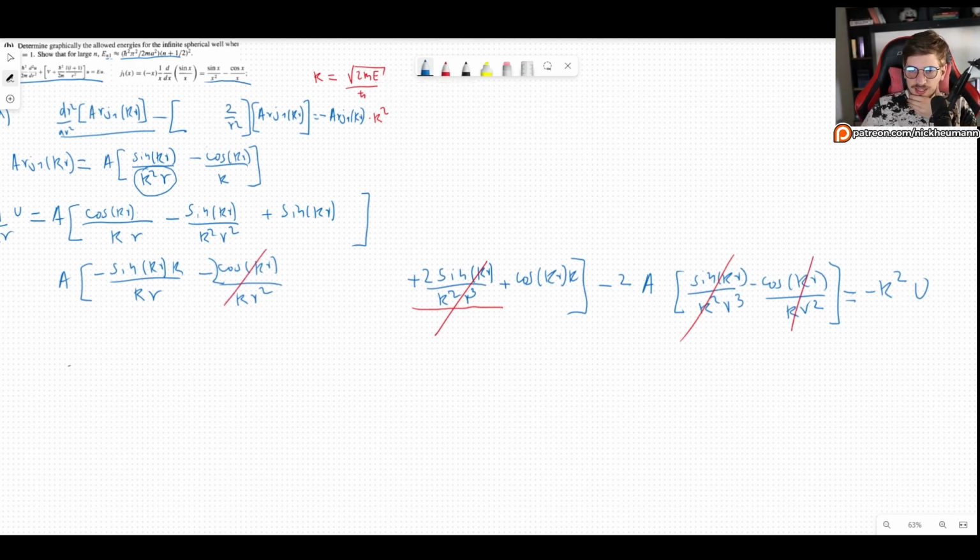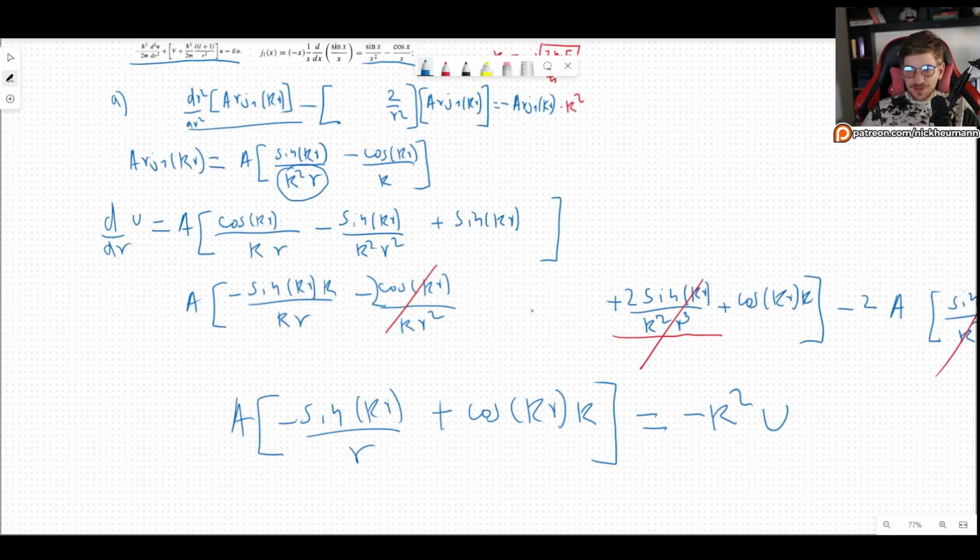So with that, let's actually factor out a minus. So we have a factor of minus sine of, here the k's cancel out, so we get kr over r, plus cosine of kr times k. And is there anything else remaining? No. Okay, and this has to be equal to minus k squared u.